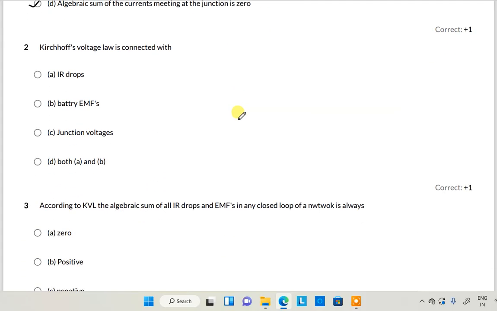Second question. Kirchhoff voltage law is connected with. Kirchhoff voltage law is a sum of battery EMFs plus IR drops. That's yes or no, sum of IR drops, sum of EMFs. So this is KVL. Here IR drops, yes, it is there, and battery EMFs. Junction voltage, not junction voltages. So option D is the correct option.